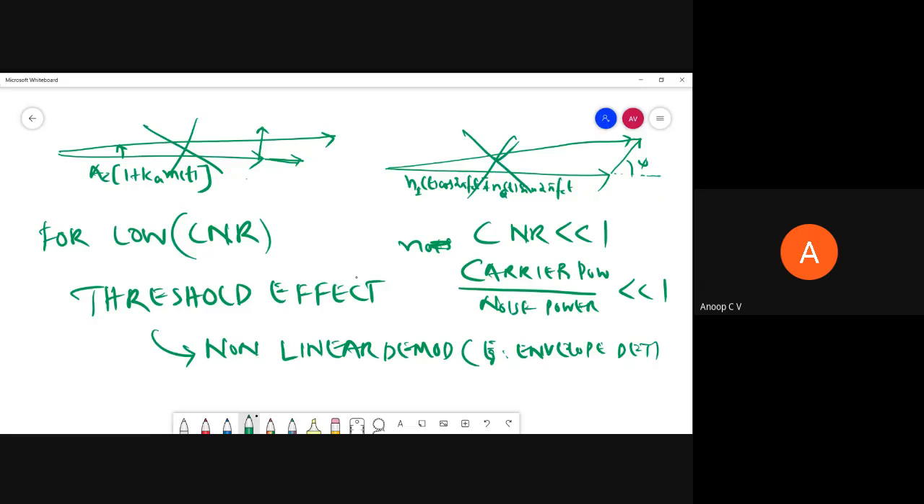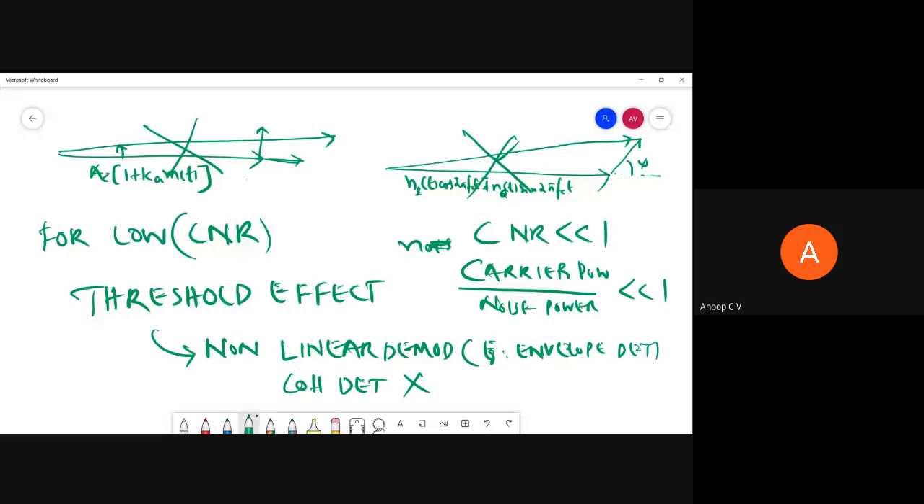But in a coherent detector, it is not present. In a coherent detector, the threshold effect is not present. So if someone asks what the threshold effect is: when the carrier to noise ratio is small compared to unity, the noise term dominates, and the performance of the envelope detector changes completely. It can't give reliable demodulation, right?